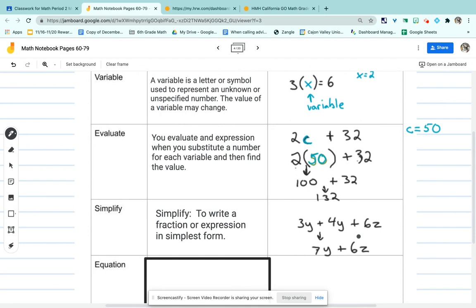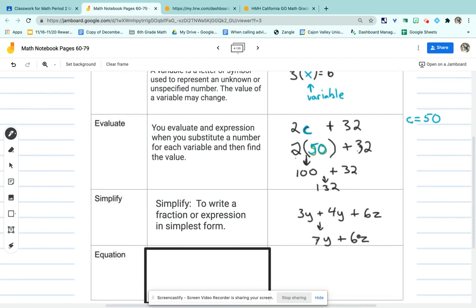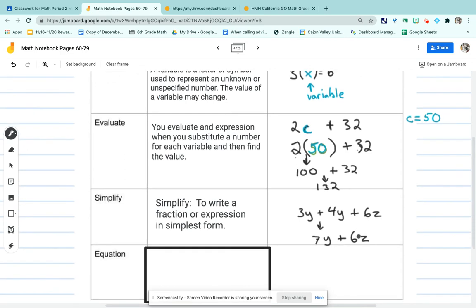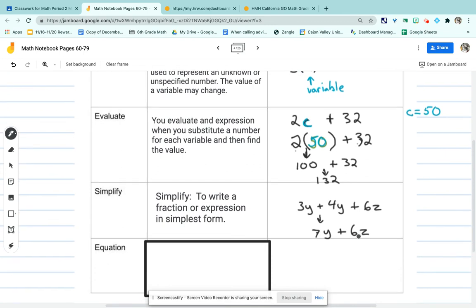You simplify expressions, kind of like you simplify fractions. You simplify expressions the same way to show it in simplest form.